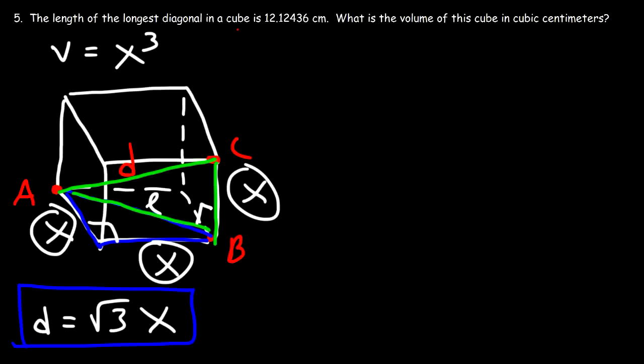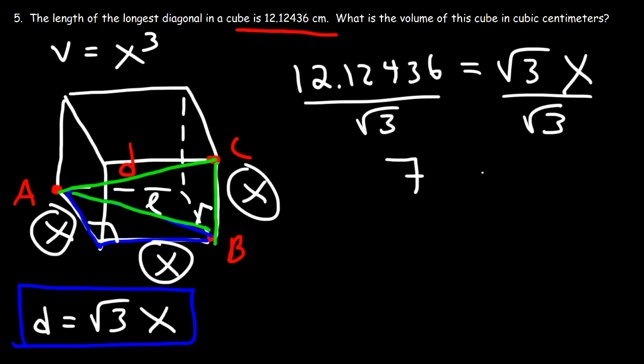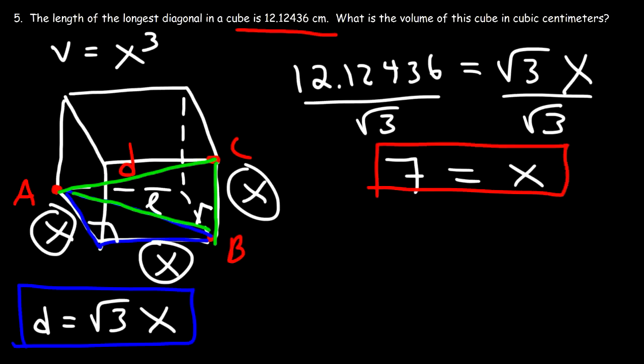And so we have the length of the diagonal, which is 12.12436 centimeters, and that's equal to the square root of 3 times x. So let's divide both sides by the square root of 3. If you divide 12.12436 by the square root of 3, you get 7. Technically, it's like 7.0000251, but for the most part, that's about 7. So x is 7. Now we can use this equation.